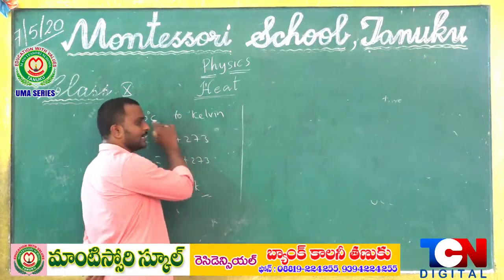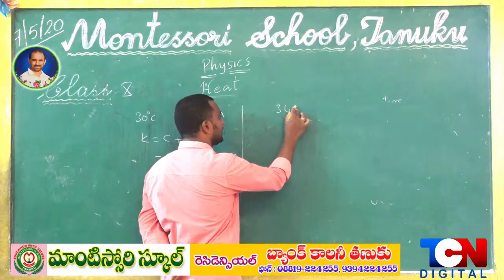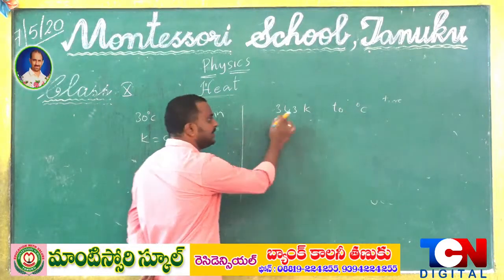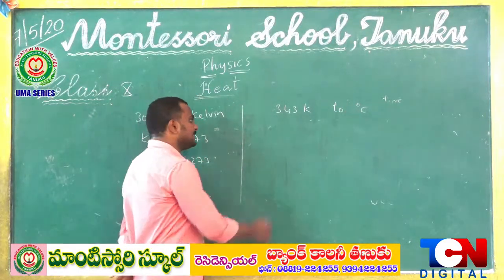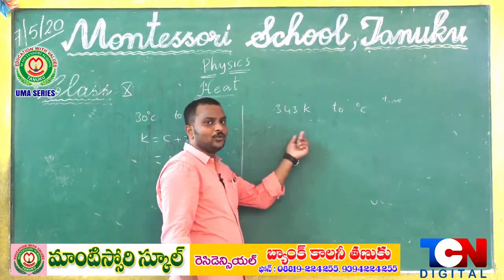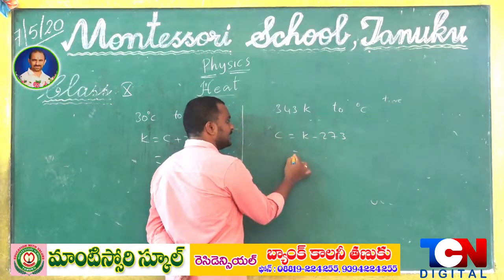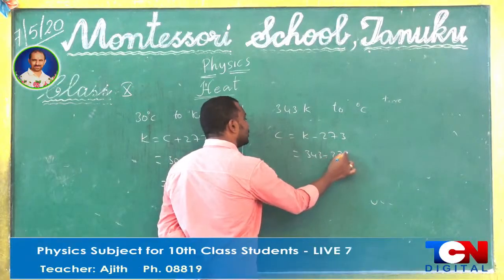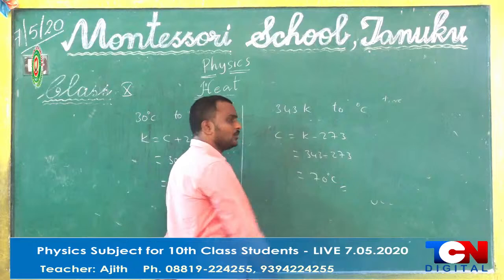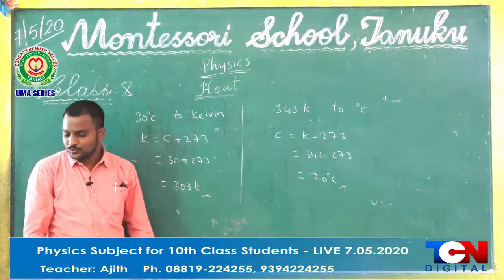Now we can convert Kelvin into Celsius. For example, convert 343 Kelvin to degree Celsius. We have to subtract 273 when we want to convert from Kelvin to Celsius. So C is equal to K minus 273. That is 343 minus 273, which is 70 degree Celsius. In this manner we can convert Celsius to Kelvin and Kelvin to Celsius.